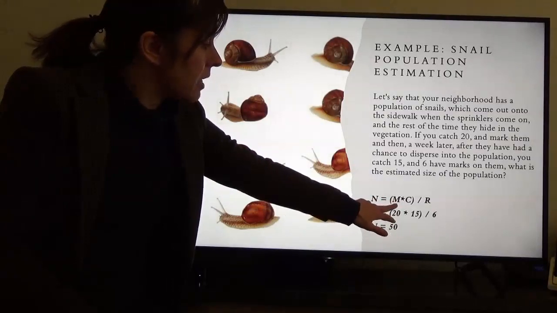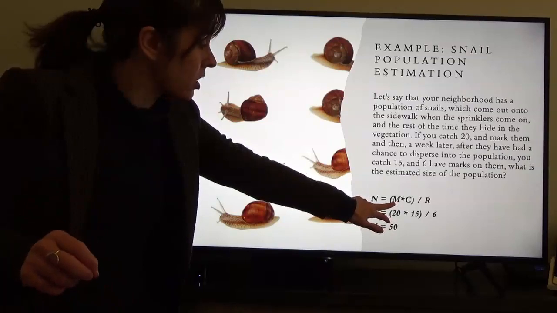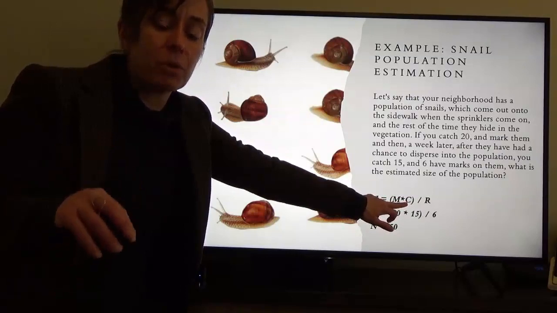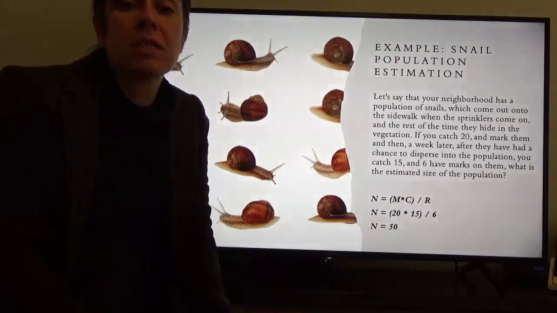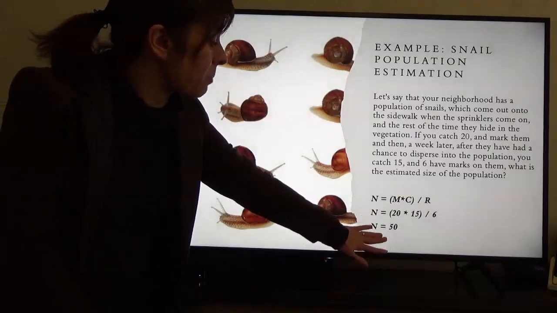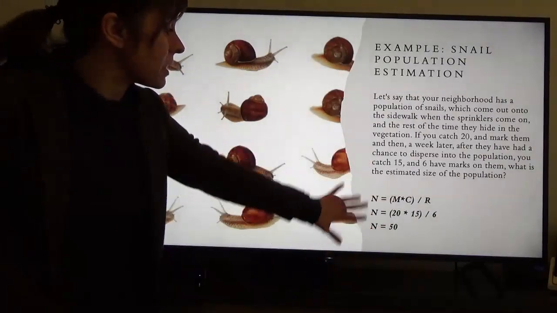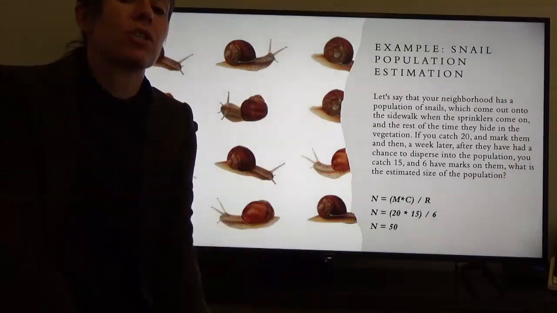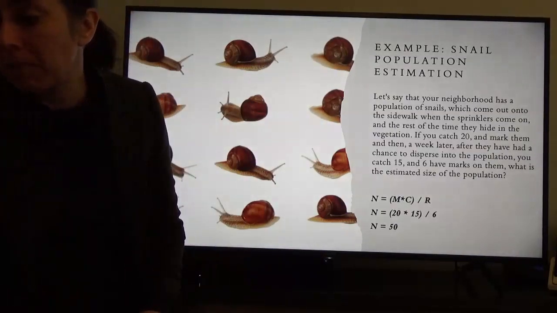So our M is the number that you captured the first time and marked, and so that was 20. The C is the number that you captured the second time, both marked and unmarked, which is 15. So 20 times 15, divided by 6, which is the number of recaptured individuals that were marked from the first time. Okay, so then we get a total population size for that snail population of 50. So it's a pretty simple calculation, but knowing how many individuals you put out into that population that returned to you the next time around is critical for determining population size.